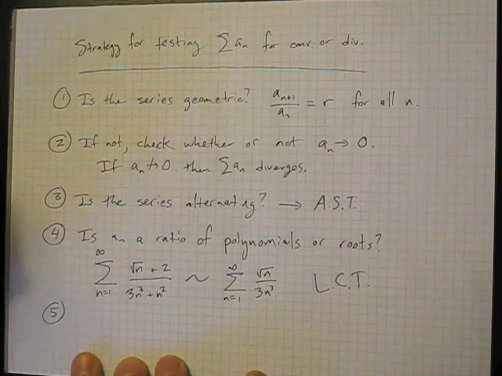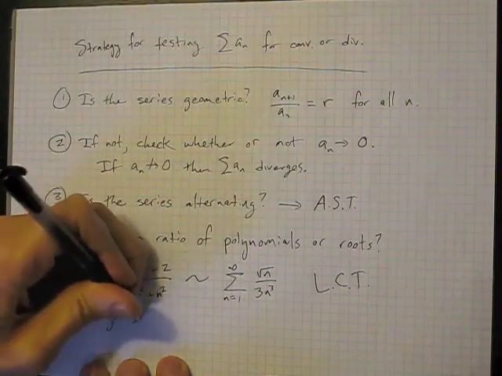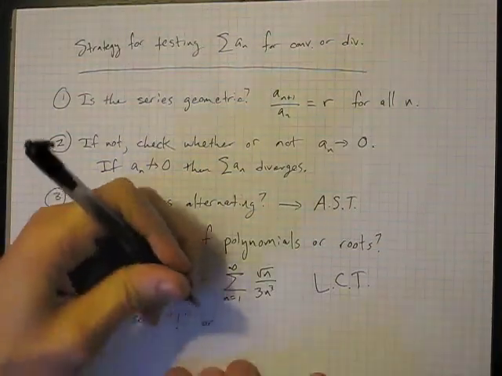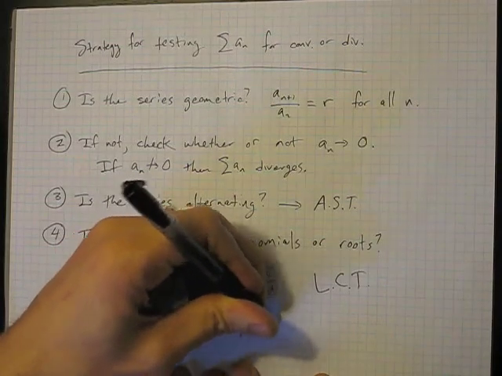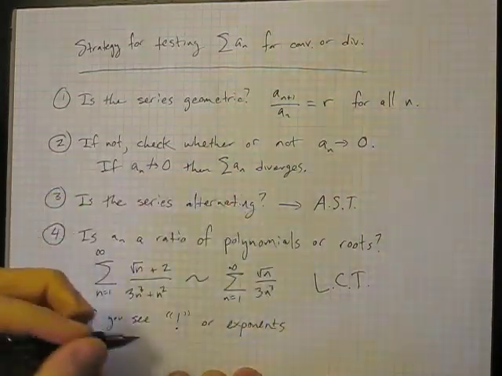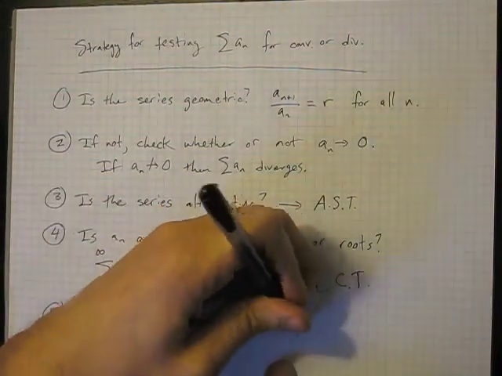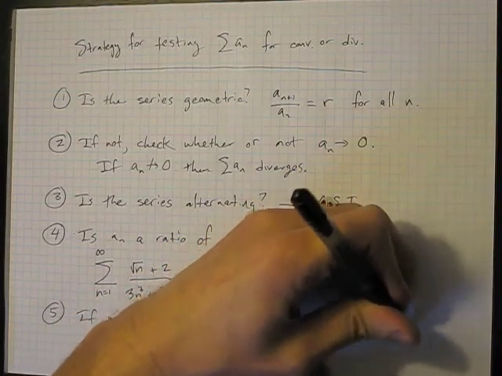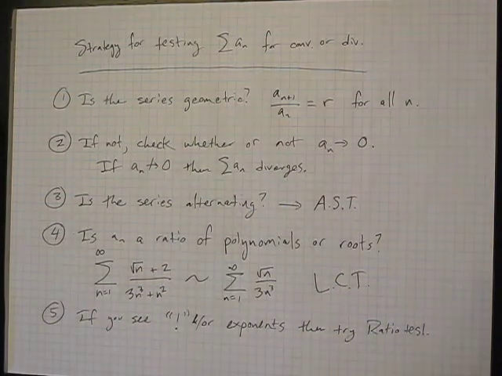5. If you see the factorial symbol and/or exponents, then try the ratio test. So this is your general strategy for determining whether or not a series converges or diverges.